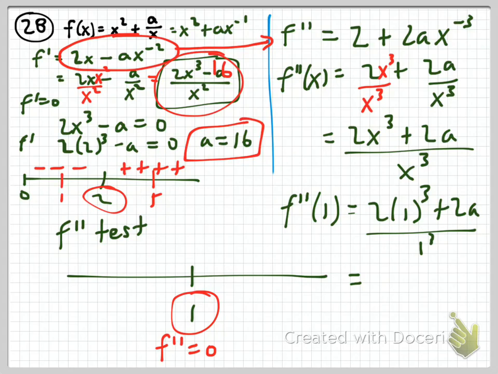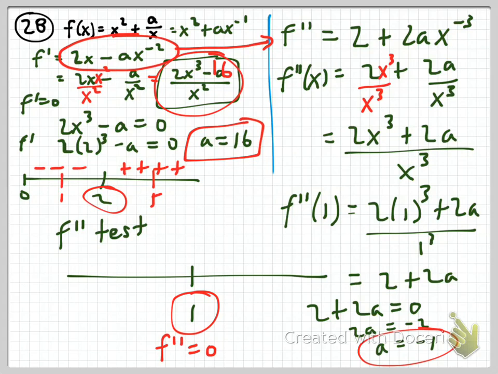Okay, that makes our numerator 2 plus 2a, and that 2 plus 2a must be equal to 0 for us to have a point of inflection, and that gives us 2a equaling negative 2, and a is equal to negative 1. So there's our value for a. That would make our second derivative equal to 0 at x equals 1. Okay, so we have both of our answers for problem number 28.